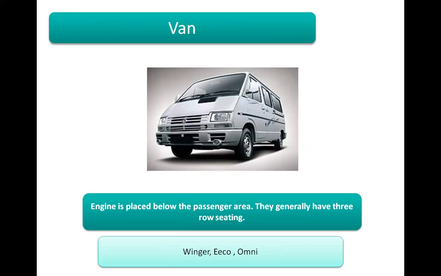Vans. The engine is placed below the passenger area. They generally have three-row seating. For example, such vehicles, depending upon the body styles, are called a van. And examples of vans are Winger, Eeco, Omni, and so on.